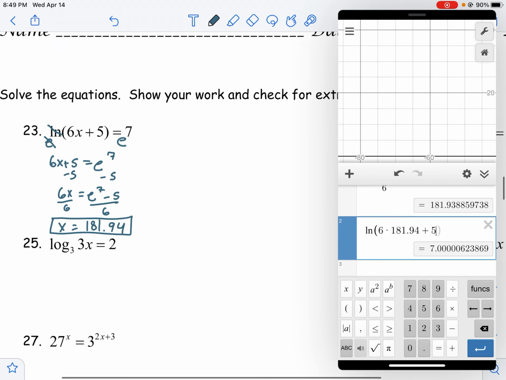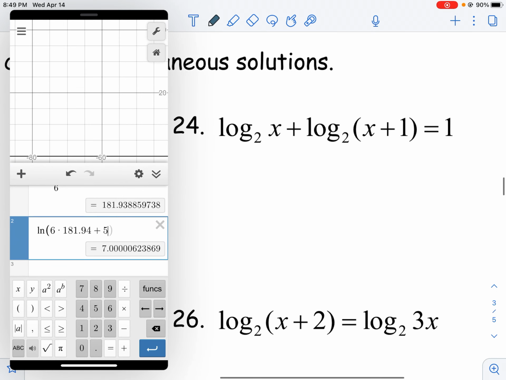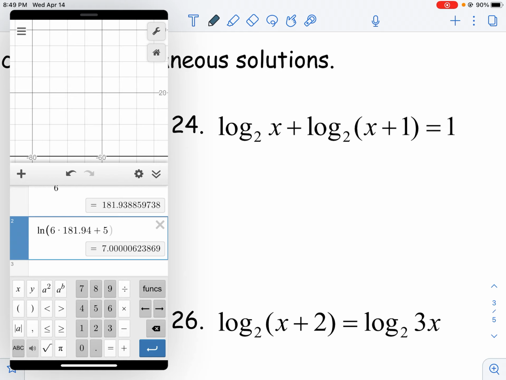Really, the only thing you're looking for with logs and natural logs is negative numbers, because those are the ones that are going to be not good to go in there.